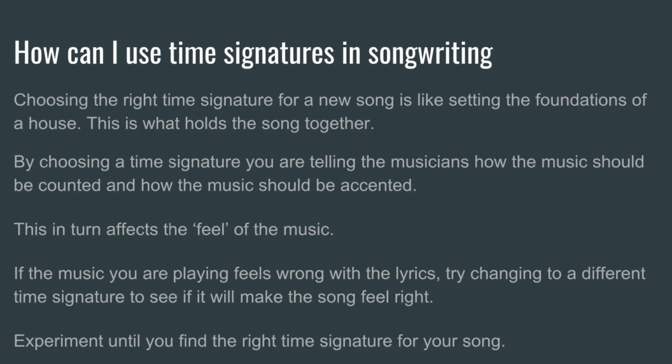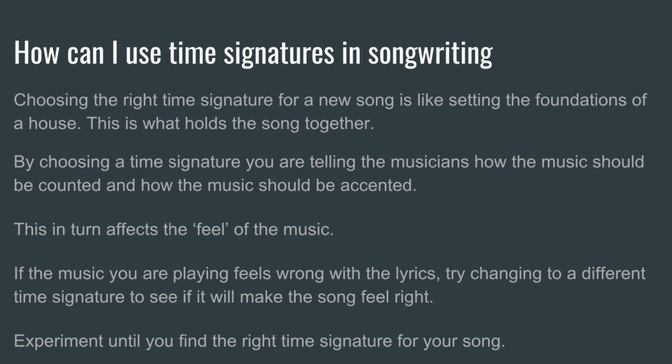How can I use time signatures in songwriting? Choosing the right time signature for a new song is setting the foundation. So this is what holds the whole song together. By choosing a time signature, you're telling the musicians how the music should be counted, how it should be accented, and in turn how the music will feel.